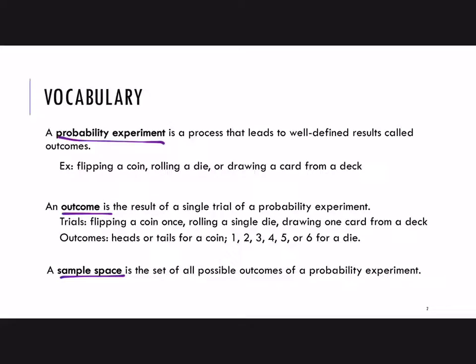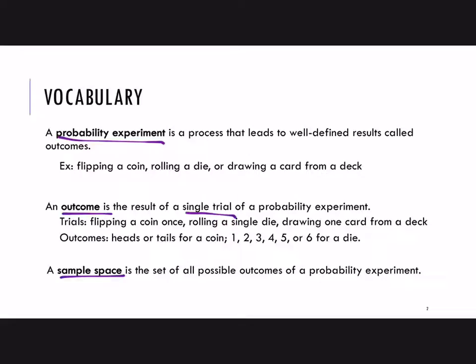A probability experiment is a process that leads to well-defined results called outcomes. So these are experiments that you would actually do, like flipping a coin, rolling a die, or drawing a card from a deck. The outcomes are the results of that experiment, and we consider a single outcome to be the result of a single trial. So trials would be just one stage of the experiment, like flipping a coin once, if the entire experiment involved flipping it multiple times, rolling a single die, drawing one card from a deck.